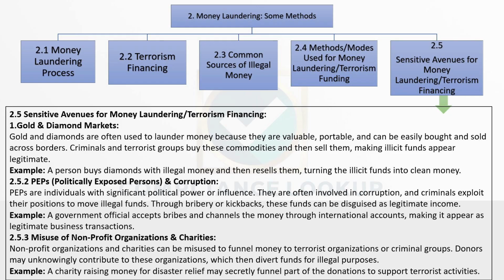Example: a charity is established to raise money for humanitarian aid in a conflict zone. While the charity collects millions in donations, a portion of the funds is secretly diverted to finance a terrorist organization operating in the region. The charity provides a cover for the illegal movement of money, and donors are unaware their contributions are funding terrorism instead of helping the affected people.